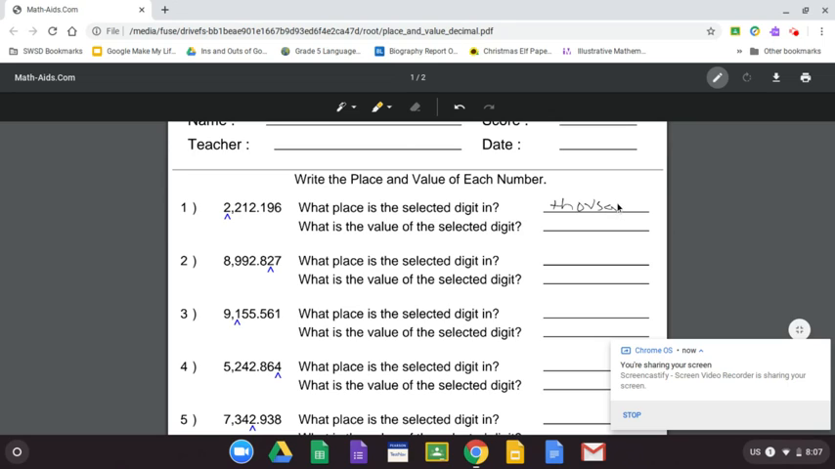It seems like every time I open one of these math aid websites or pages, it gives me a different number. So if your numbers don't look the same as mine, that's fine because you can always scroll to the bottom and the answer keys are there. So it's okay to have different numbers for the first one. And then it says, what's the value of the select digit? So the value would be 2,000. So that's all you would do for that first worksheet.